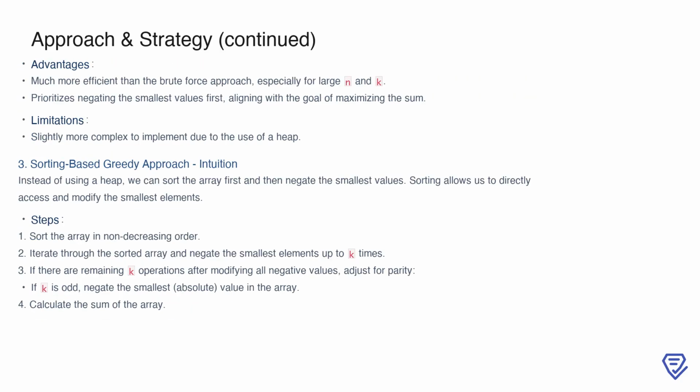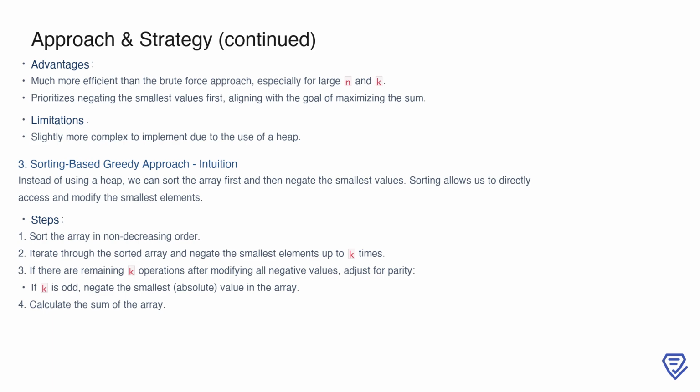The min heap based approach offers several advantages. It is much more efficient than the brute force method, particularly for large arrays or high values of k, as it minimizes redundant computations. By always prioritizing the smallest values, the strategy directly aligns with the goal of maximizing the sum. However, there is a trade-off. Using a heap adds a slight layer of complexity to the implementation.